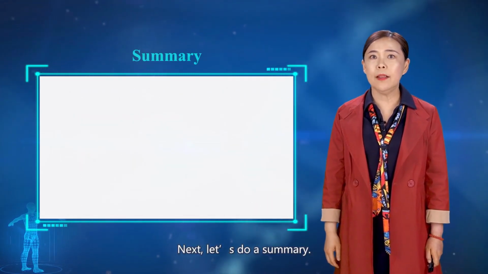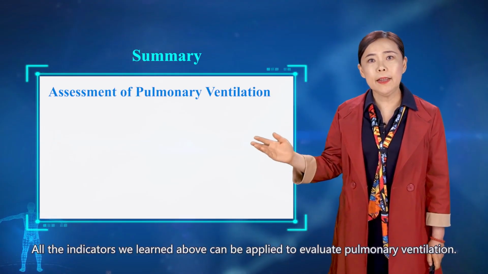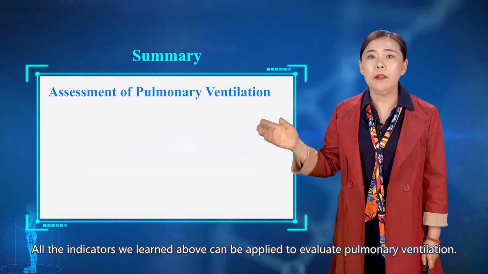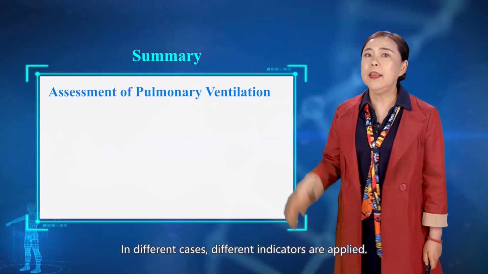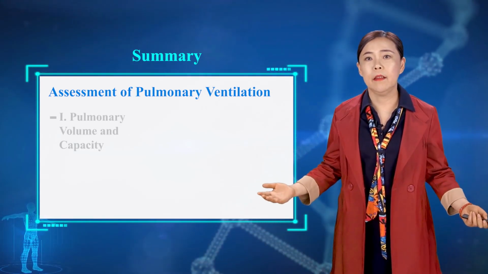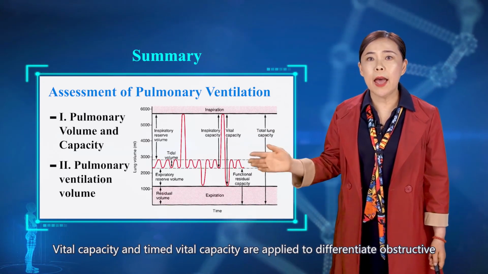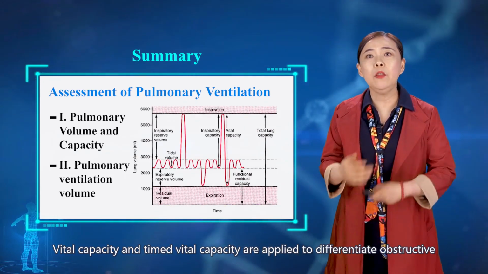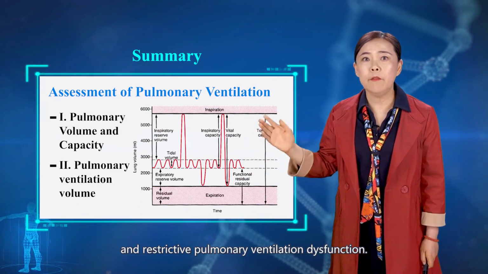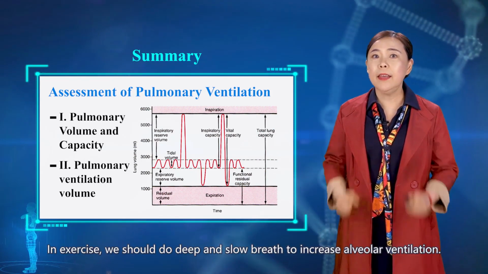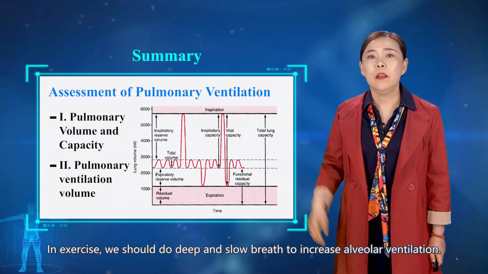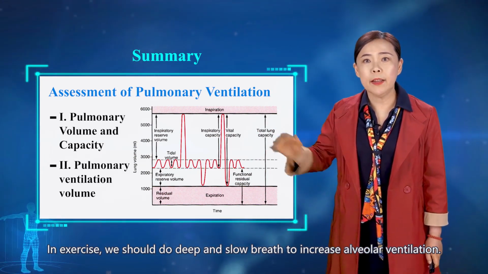Next, let's do a summary. All the indicators we learned above can be applied to evaluate pulmonary ventilation. In different cases, different indicators are applied. Vital capacity and timed vital capacity are applied to differentiate obstructive and restrictive pulmonary ventilation dysfunction. In exercise, we should do deep and slow breaths to increase alveolar ventilation.